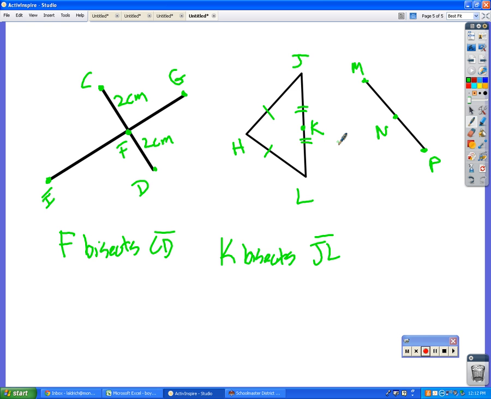Great question. Does H bisect JL? It's the same distance from each one of them, right? So does H bisect JL? Why not, Reed? Because it's not on the same segment, right? So it needs to not only be the same distance, but it also needs to be on the segment, okay? So, good. All right, everybody all right with that?